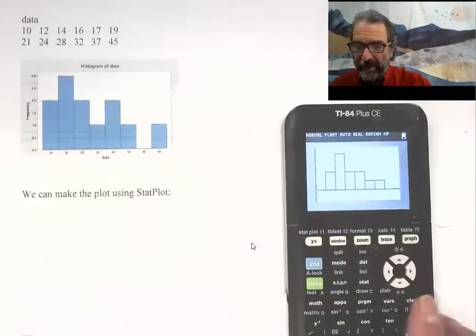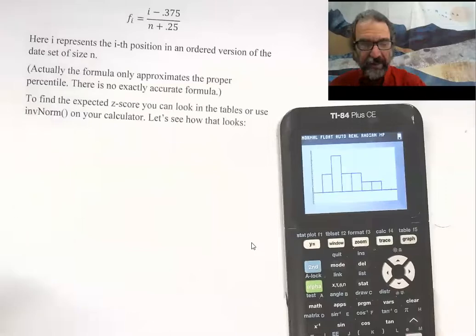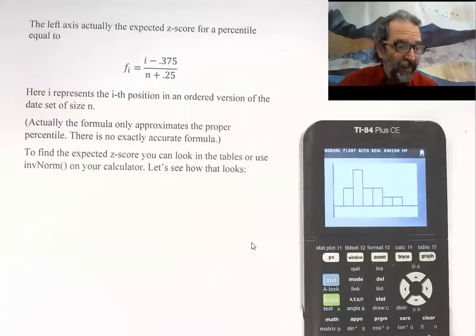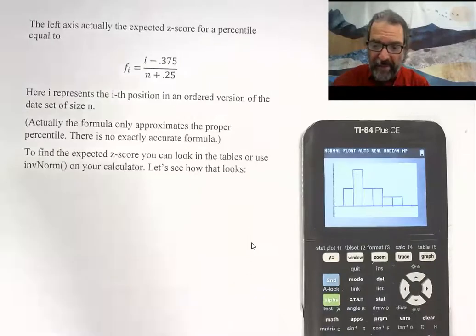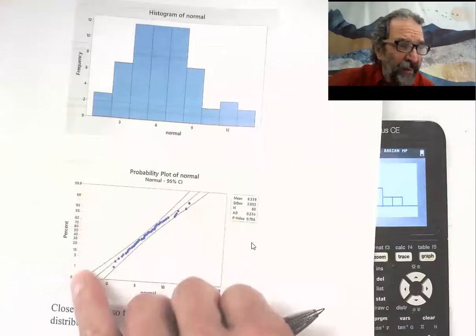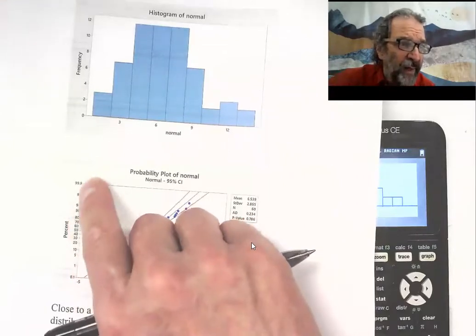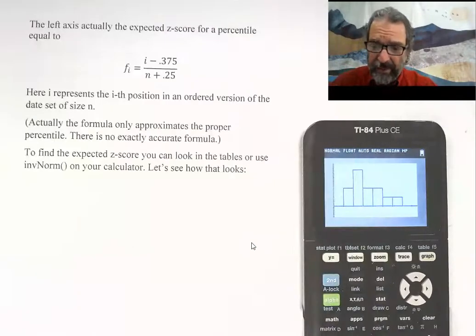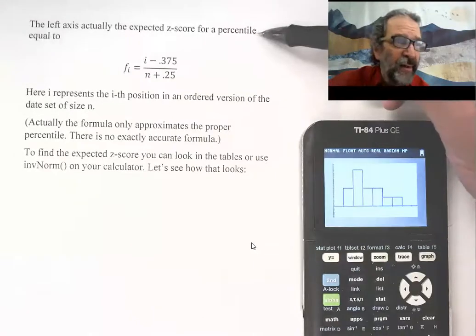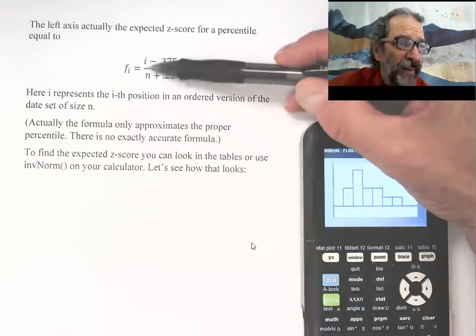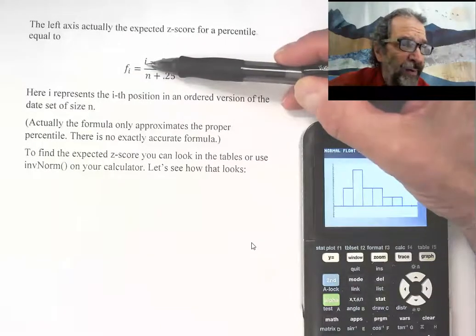And then we're going to go through a process that looks like this. So we're thinking about how does this work. So what happens is, on this left-hand side here, these percentiles, they're scattered in a funny way. If we wanted to use a real axis for an actual number line instead of these percents, you'd go through this process. The left axis is actually the expected z-score for a percentile equal to this quantity. Here I represents the position of the data. So we have 1 through 12 showing up for I.